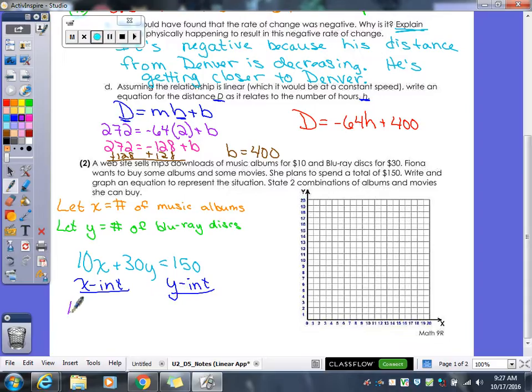So for x-intercept, what do I put 0 in for? Y. So 30 times 0 just gives me 0, so I'm left with 10x equals 150. So our x-intercept is 15. So for our y-intercept, I'm going to put 0 in for x. 10 times 0 plus 30y equals 150.